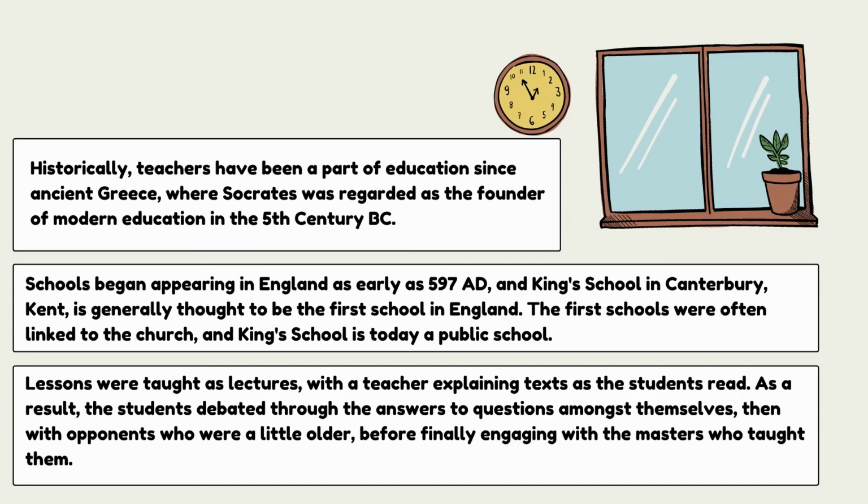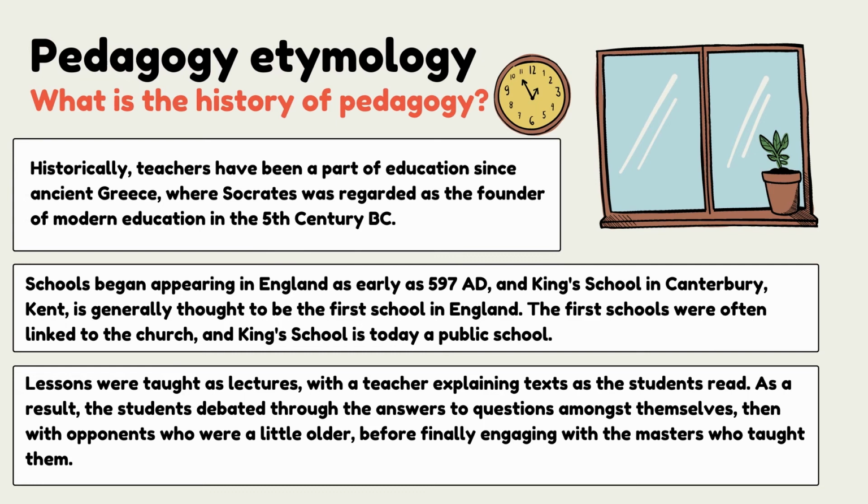Pedagogy etymology. What is the history of pedagogy? Historically, teachers have been a part of education since ancient Greece, where Socrates was regarded as the founder of modern education in the 5th century BC. Schools began appearing in England as early as 597 AD, and King's School in Canterbury, Kent, is generally thought to be the first school in England. The first schools were often linked to the church, and King's School is today a public school.